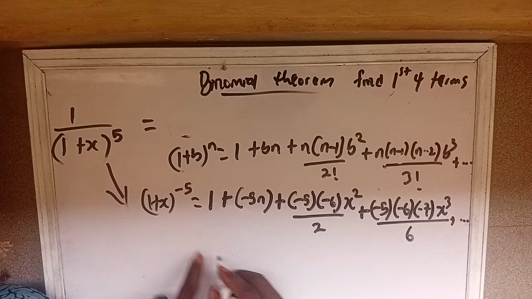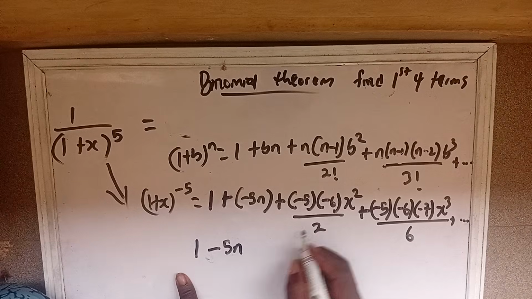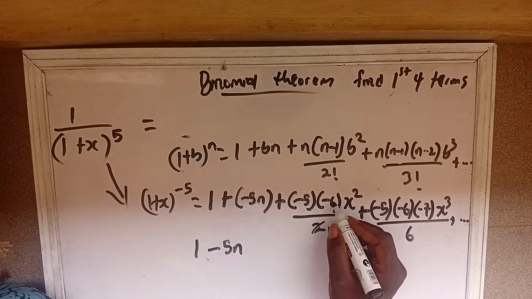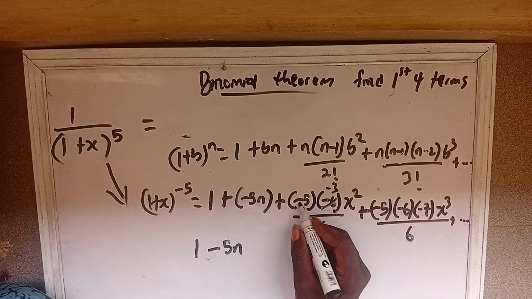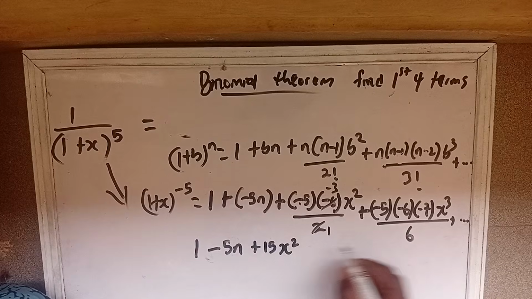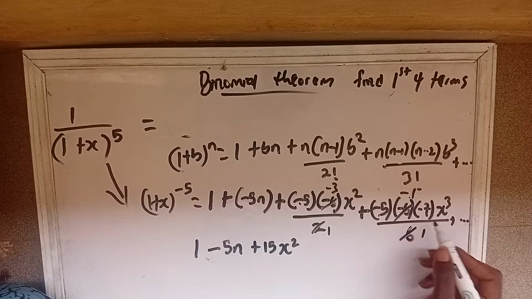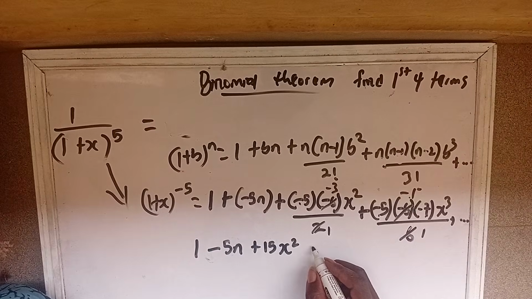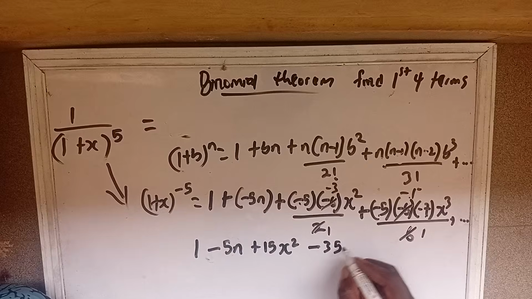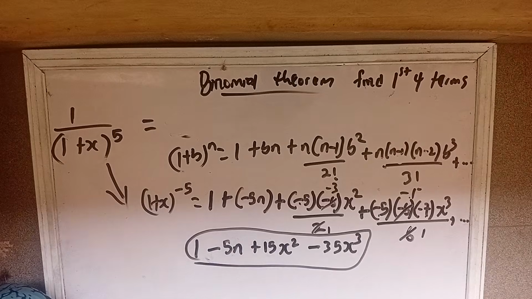1, 2, 3, 4. So this gives us 1 minus 5x. Then 2 here, 1. 2 into minus 6 is minus 3, minus 5 times minus 3, that's plus 15 x square. 6 here, 1. Minus 5 times minus 6 times minus 7 over 6 is minus 5 times minus 7, that's minus 35 x cube. So these are the first four terms, are we together, of the binomial expansion with negative power.